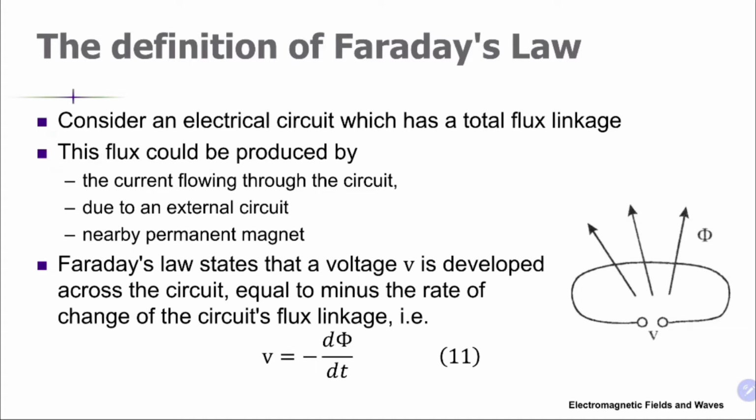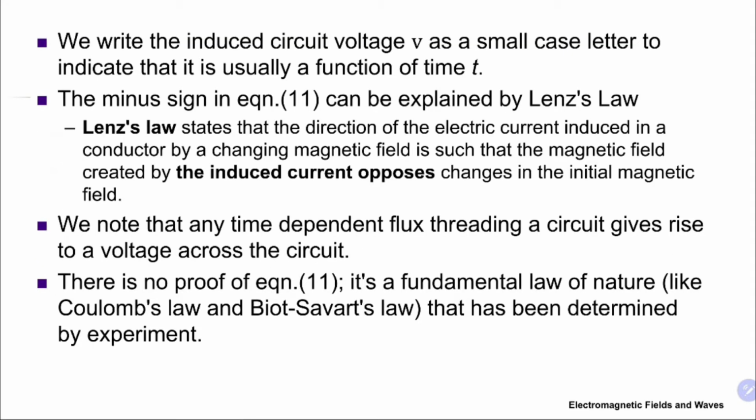So if I have a circuit, so this is my circuit. If I have a flux, then the voltage developed across that circuit depends on the rate of change of that flux. Okay, minus the rate of change of that flux, minus d phi by dt. So we write the induced voltage V as a small letter v to indicate that it is time dependent. So our V as a function of time, we write as a small letter v, to differentiate it from your DC voltage V.